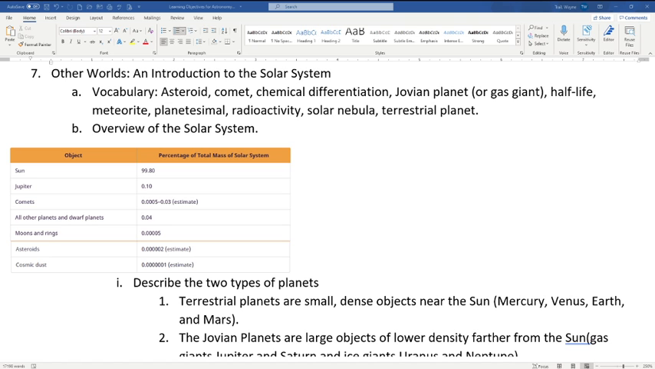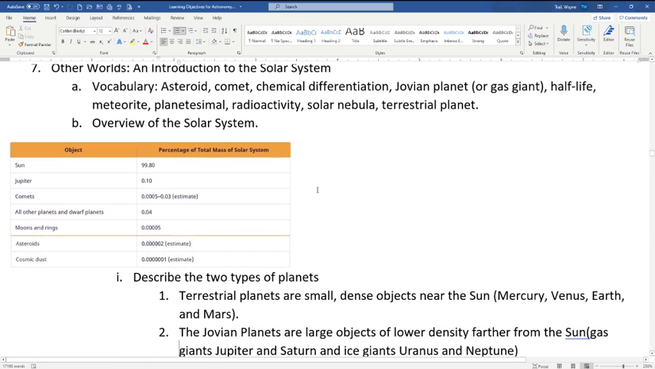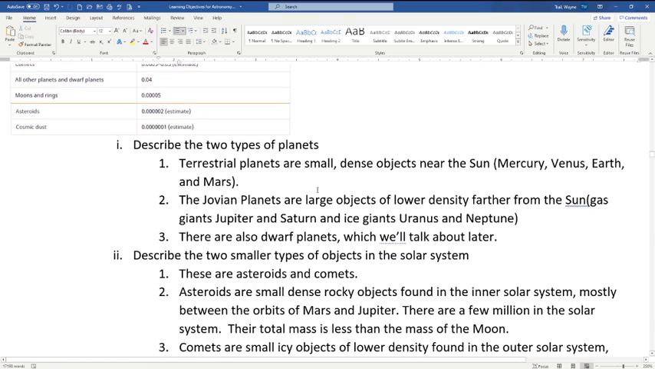We've got basically two types of planets. Terrestrial planets are small, dense objects that are near the sun. The terrestrial planets are Mercury, Venus, Earth, and Mars. There are 4 of them. And then the Jovian planets are the larger planets that have a lower density and are farther from the sun. They're sometimes called gas giants. Those are Jupiter and Saturn and Uranus and Neptune. Sometimes Uranus and Neptune are called ice giants.